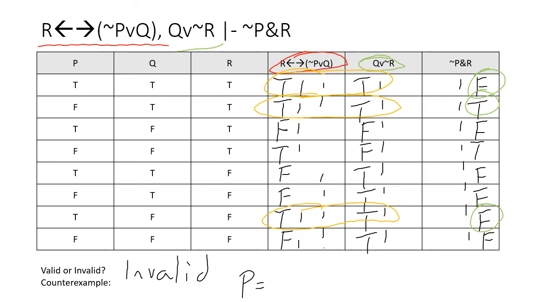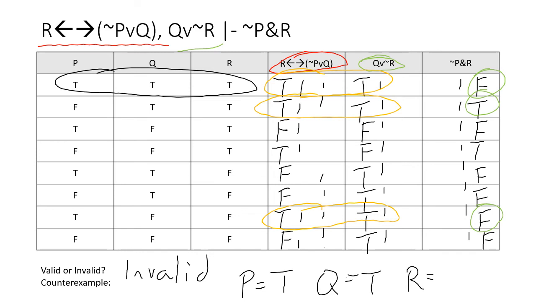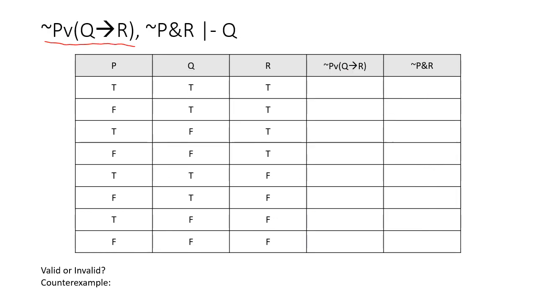And our counterexample, so we got a couple, or at least we got two. I'm just going to choose this top one, like that. Here again, we've got two different purposes. Here, here. We've got three operators here in this first one.